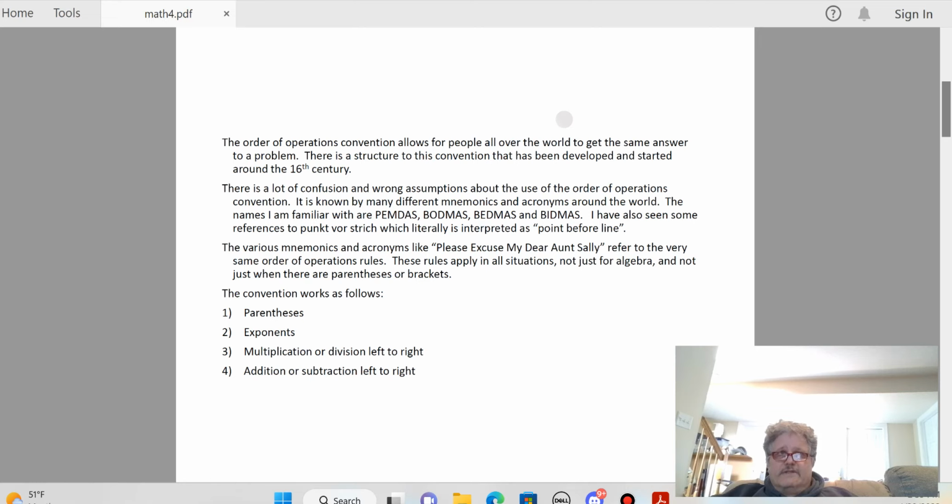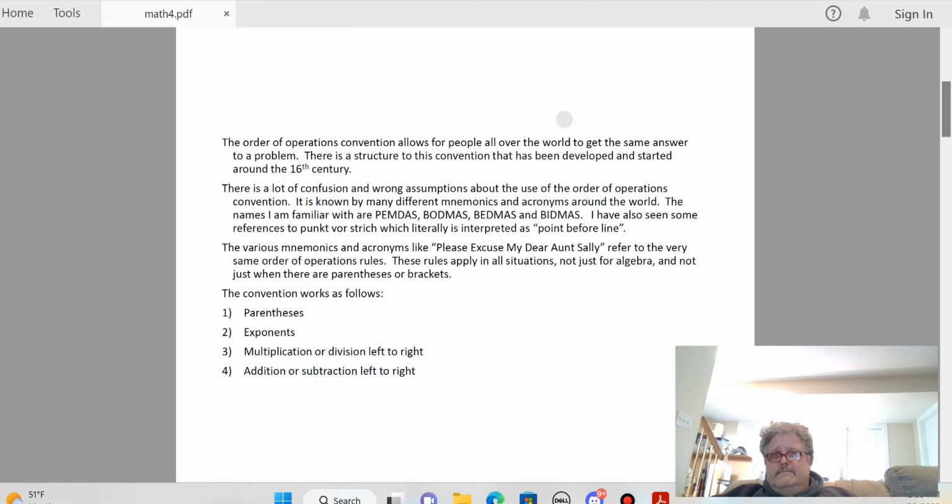The order of operations convention allows people all over the world to get the same answer to a problem. So no matter what language they speak or what continent they're on, they should all get the same answer. There's a structure to this convention that started around the 16th century. It started showing up in a lot of algebra books back in the day. There's a lot of confusion and wrong assumptions about the use of this convention, a lot of confusion.